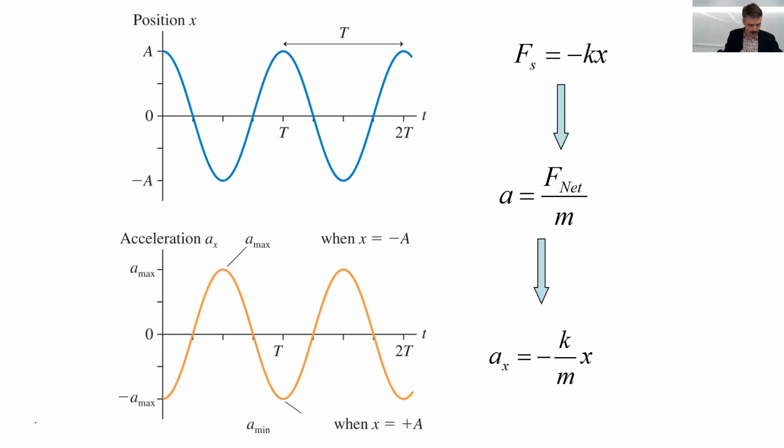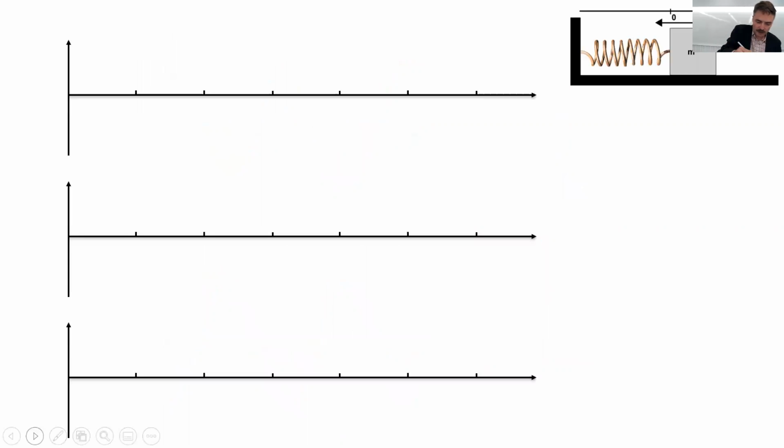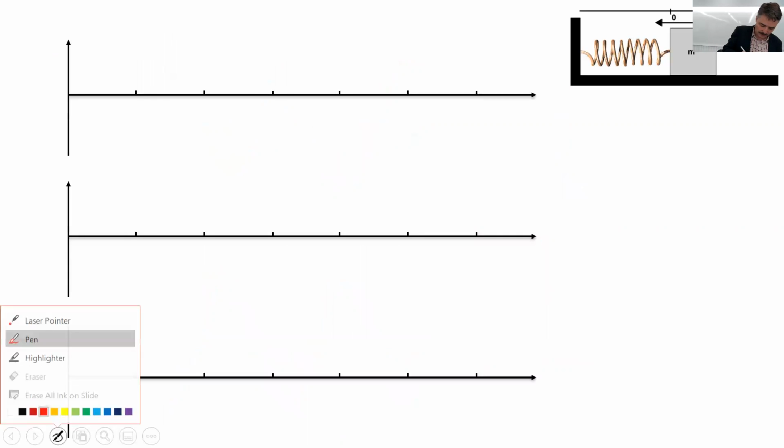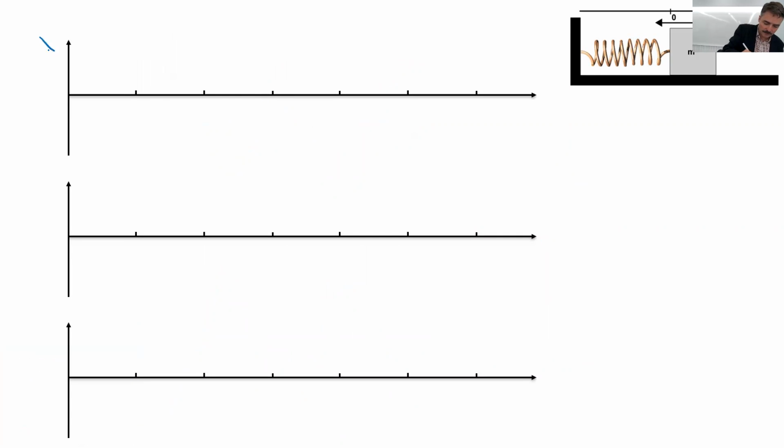So if we were going to try to draw it, which I'll try to do here, let's use blue for x versus time. It's good to try to sketch this yourself. If it starts at A, it'll go down to negative A, and then back up. So I encourage you to try this, actually draw it.